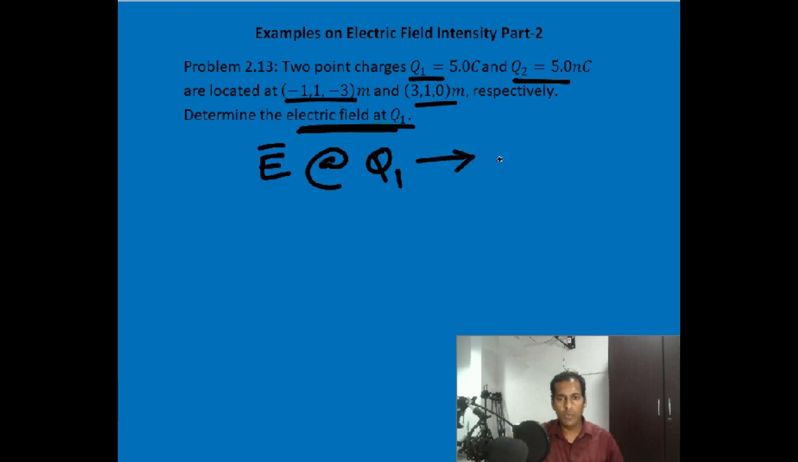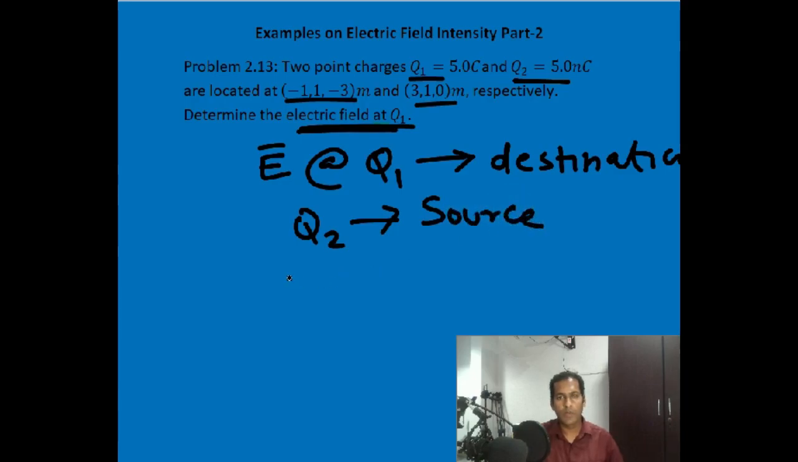So the electric field intensity at Q1 is the question. So by default Q1 is the destination. The destination is Q1, so who will be the source? Q2 will be the source.